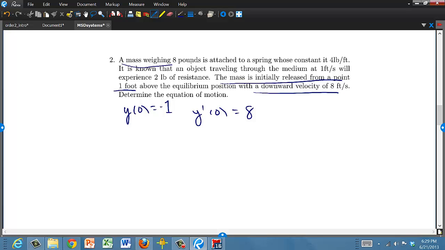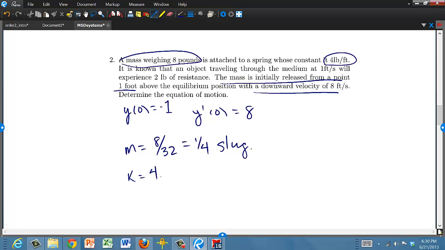A mass weighing 8 pounds. If you follow the book, we're using the English unit of slug for mass. To convert from pounds to slugs, you divide by 32. So our m is 8 over 32, which is 1/4 of a slug. We know the spring constant is 4 pounds per foot.